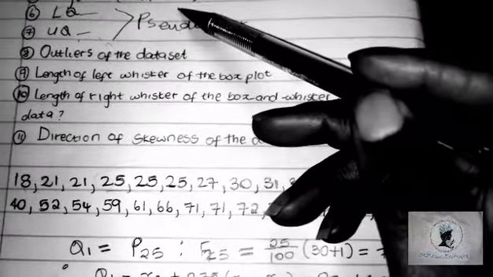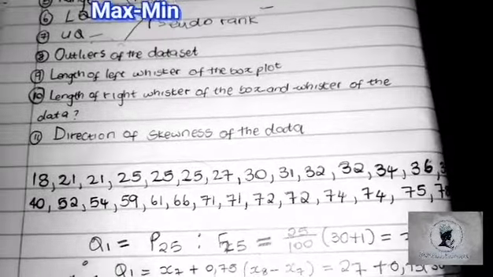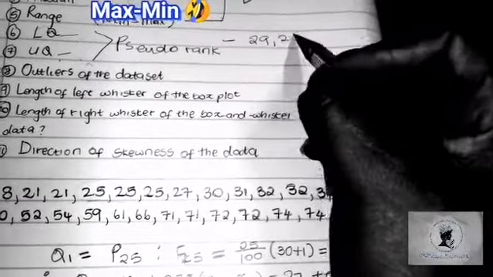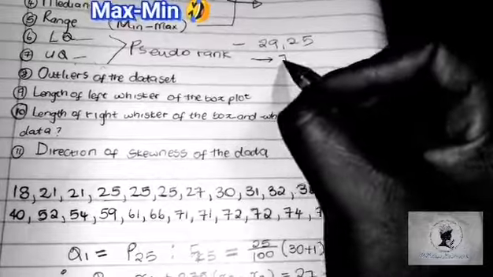So we've done number 6 and number 7. Number 6, our answer is 29.25, and our answer for number 7 is 72.